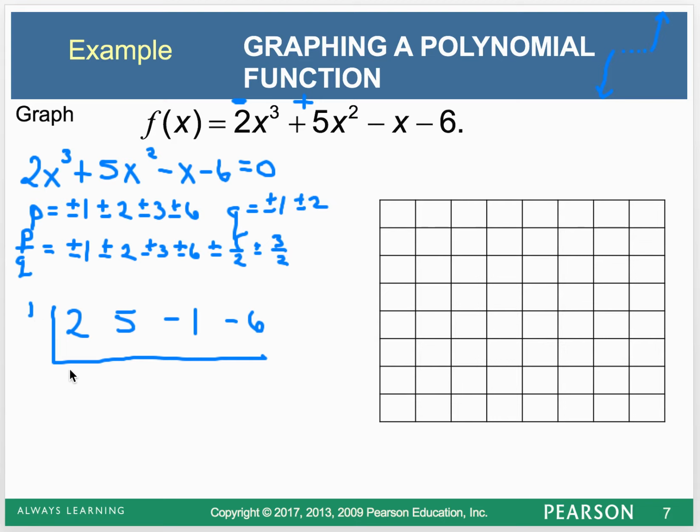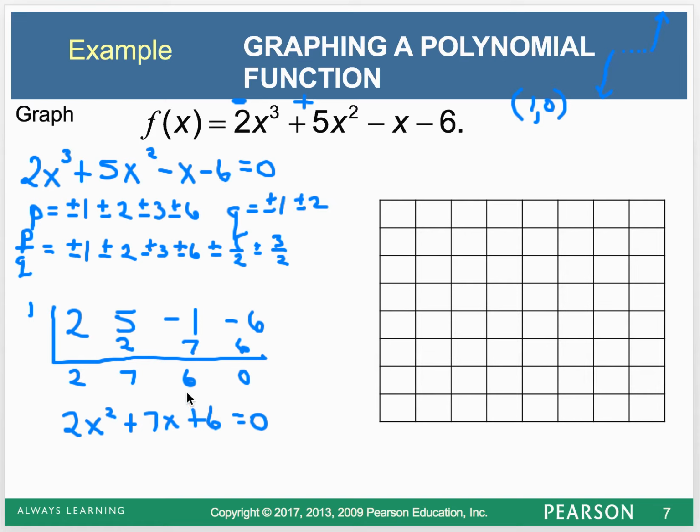So let's try 1. 1 times 2 is 2. Add them together. 1 times 7 is 7. 7 minus 1 is 6. Woohoo! We have found 1. So I've got a point, and remember now, these are points, 1, 0. Okay? And then that makes this 2x squared plus 7x plus 6 equals 0.